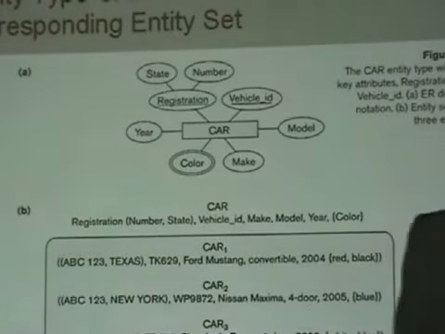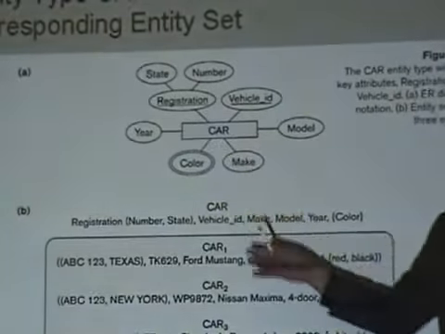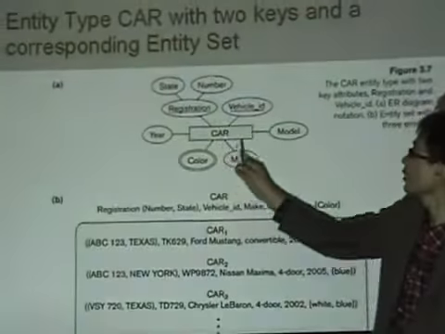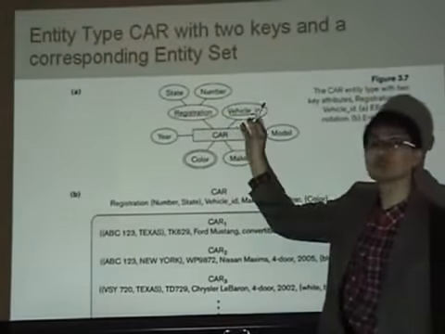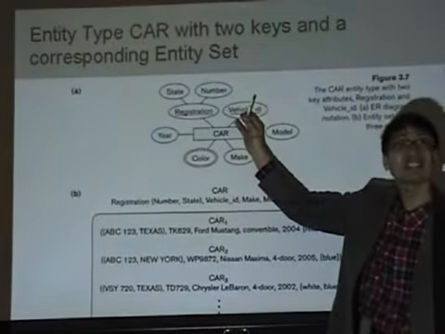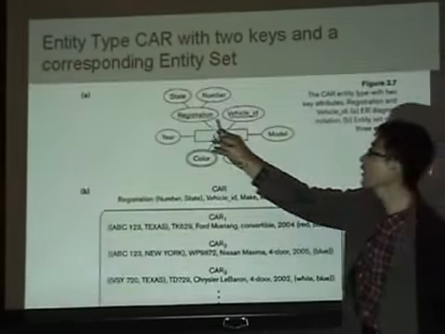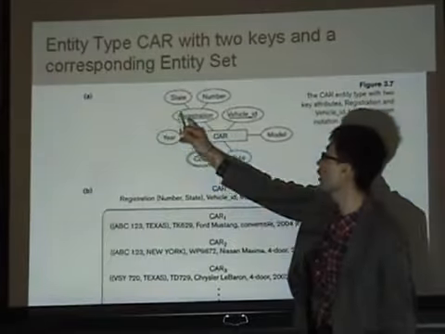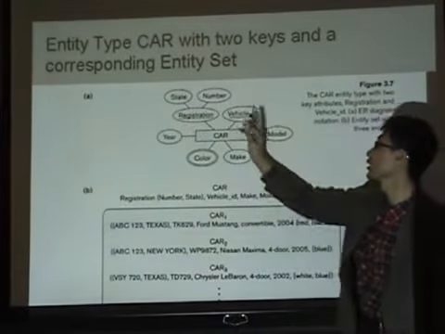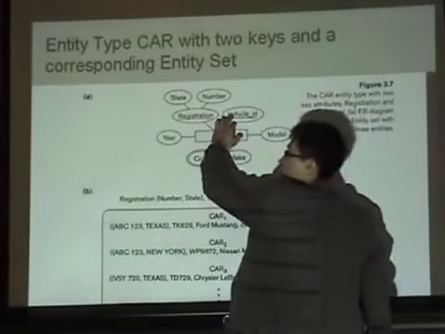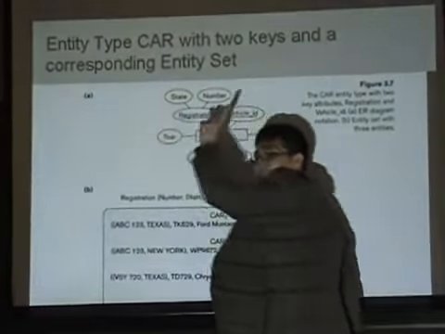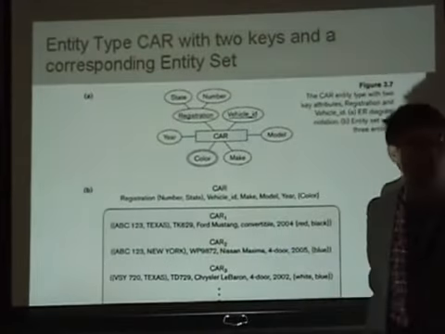Okay? This is the ER diagram to represent this one. So we have two key attributes, not one key attribute, a combination of registration and vehicle ID. At that time, you need to connect. That indicates one key attribute.